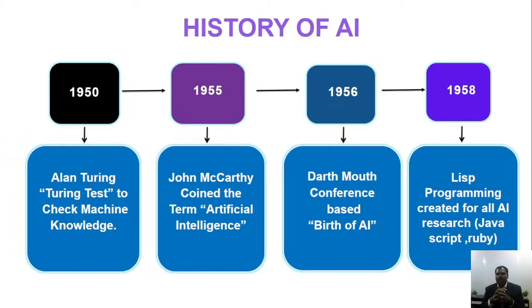After that, the birth of AI was officially confirmed at the Dartmouth conference. Then after 1956, the first Lisp program. So what is a Lisp program? Lisp is nothing but a list of programming, a family having various languages like JavaScript, Ruby. It was designed in 1958 itself. So this is a history of AI.